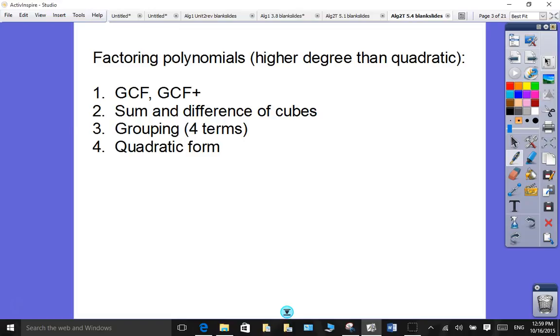And then once we've gone over the different kinds of factoring, then, of course, we can solve an equation that requires that kind of factoring.